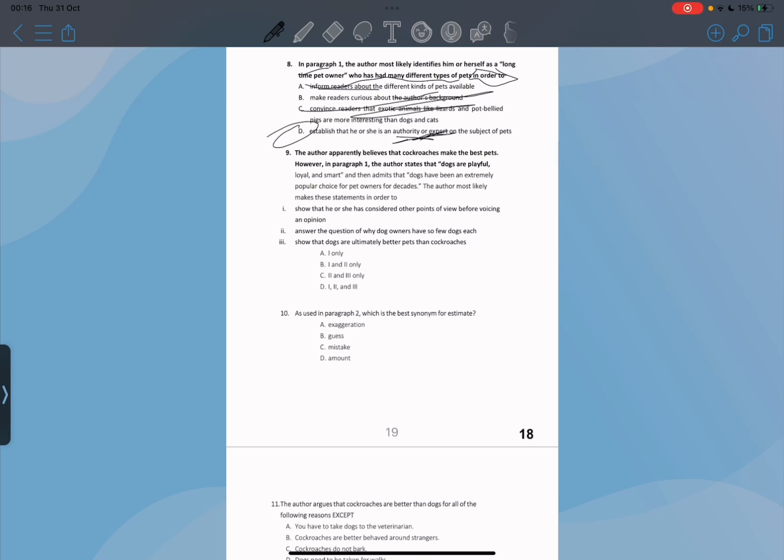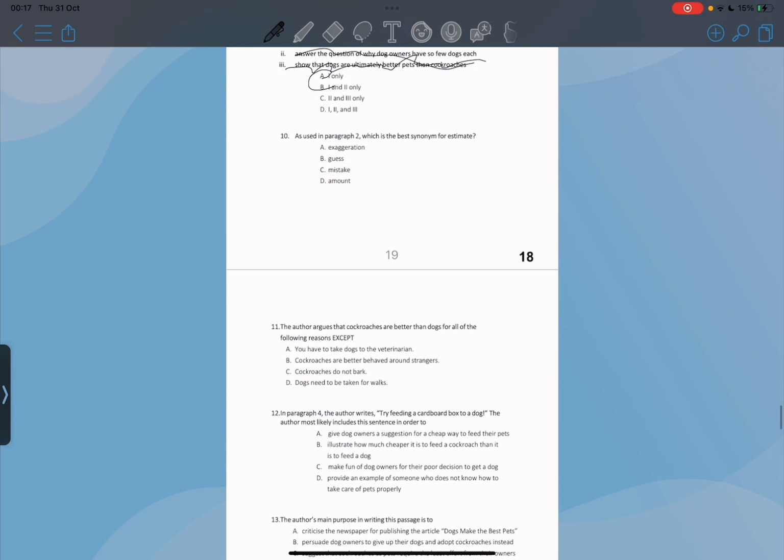Show that dogs are ultimately better pets than cockroaches. Okay, so he's definitely not trying to say that, because that's the opposite of the entire passage, and he's not answering the question as to why dogs have few owners. What he's really doing here is showing that he understands the different points of view, and that of course dogs have different benefits, and they've been very popular, which is option A.